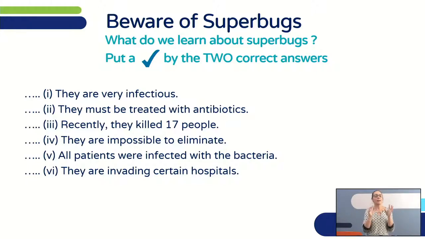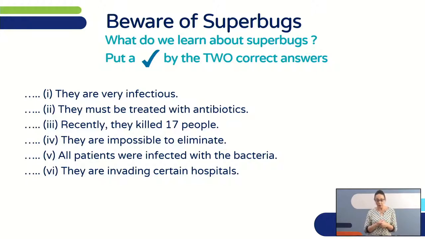Another thing to keep in mind is that usually the same words of the text are not found in the statements, but similar words. So basically, vocabulary is very important here. Okay, what do we know about superbugs? They are very infectious. We have here a great possibility that this is a correct answer. They must be treated with antibiotics. We are told that they are resistant to antibiotics. Recently, they killed 17 people in that hospital. They are impossible to eliminate, and this is what we discussed there, the term.